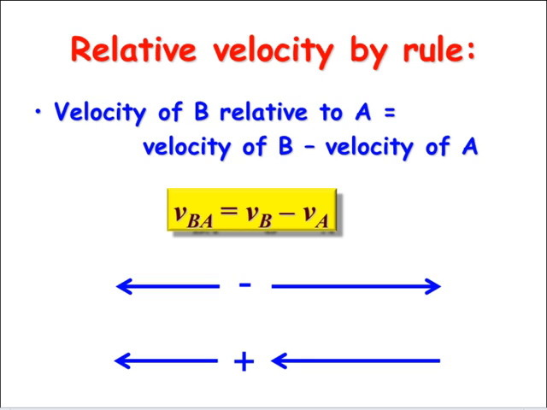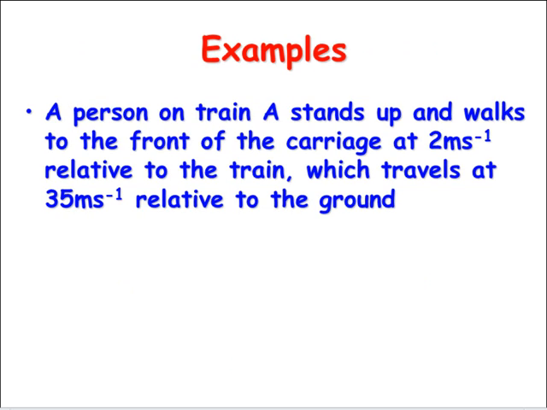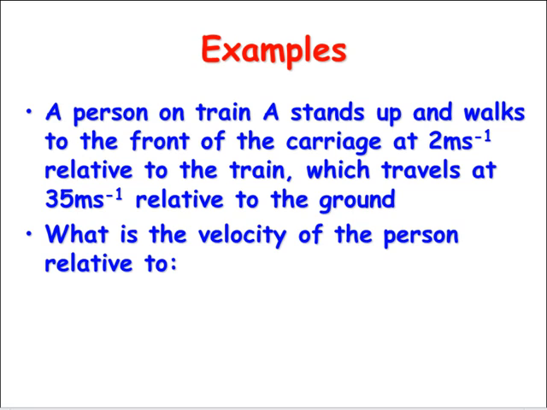Okay, so consider another example. We have a person on train A who stands up and walks to the front of the carriage at 2 metres per second. And train A is travelling at 35 metres per second relative to the ground. What is the velocity of the person relative to the ground? Well, if the train's moving at 35 metres per second and they move at 2 metres per second on that train to the front, then it must be that plus that is going to appear to be walking at 37 metres per second.